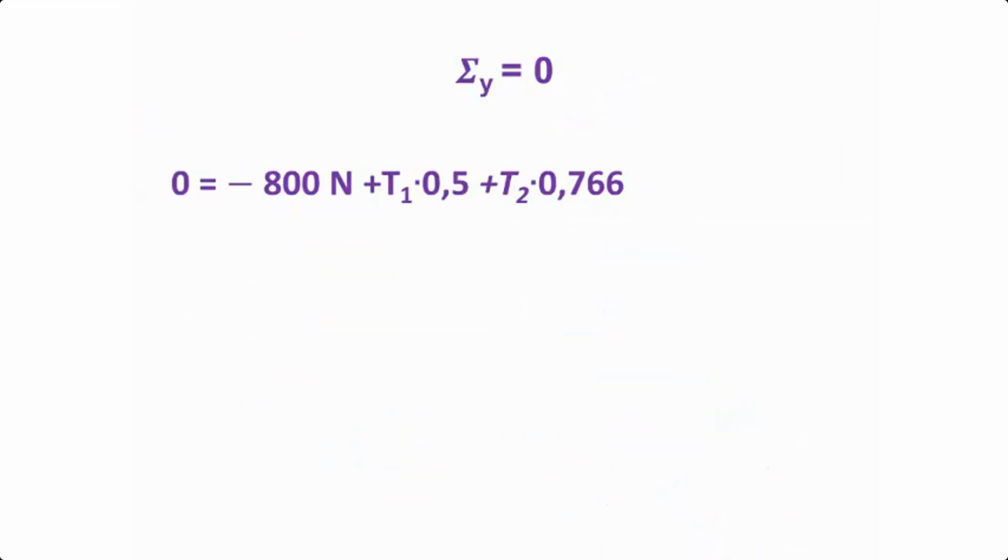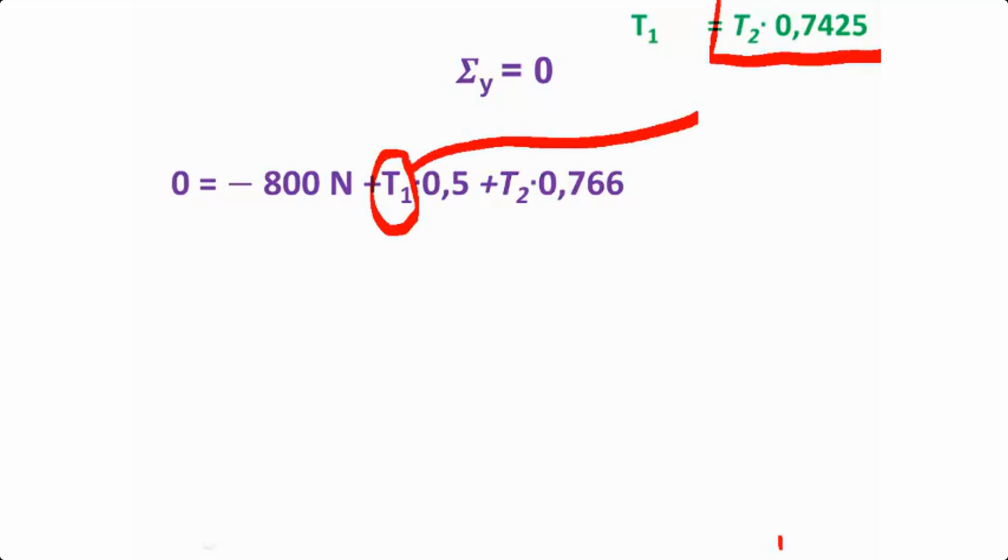At the moment it doesn't seem like much, but we remember back to what we've just done. We have found that T1 is equal to T2 multiplied by 0,7425. So we can substitute that value where we see T1. So instead of that T1, we can rather put in that value there. And in that way, we get rid of T1 and we only have T2s. Then we only have one unknown and we can solve for that unknown.